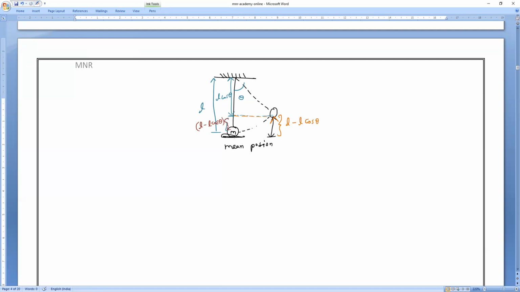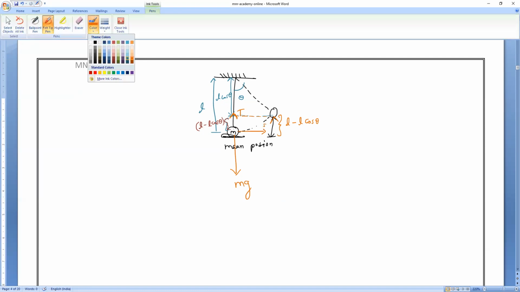Now here the weight of the body is acting down. What direction is the tension acting? Upward direction. And the displacement is in this direction. Am I right? So what is the work done by the body?